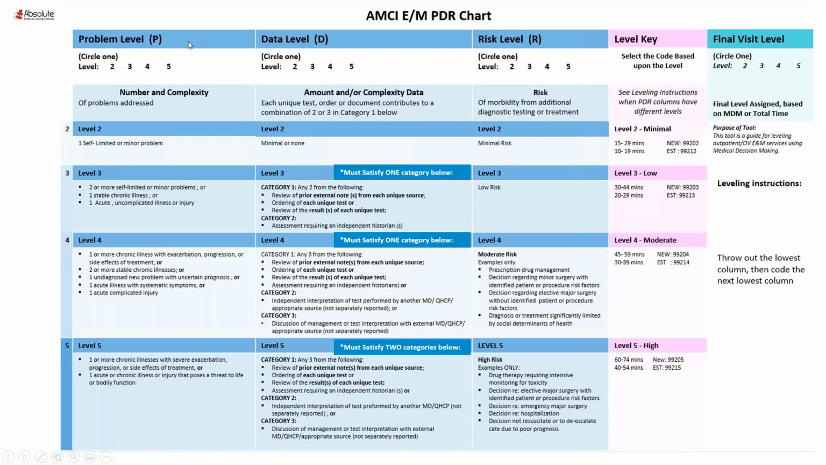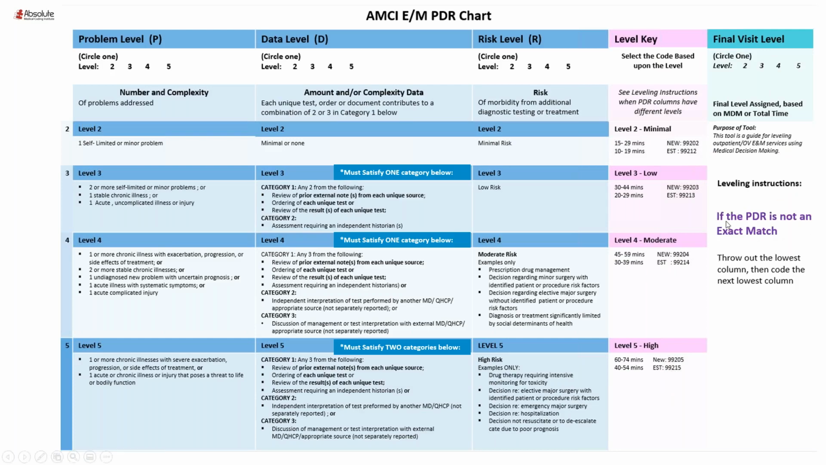The first column is for your problems, your P. The second is your data analyzation, the amount and complexity of the data that the provider analyzed, and the risk. And the third is your level key. Wherever your code falls, your level will be in pink. It's either going to be new or established. And our leveling instructions are here.